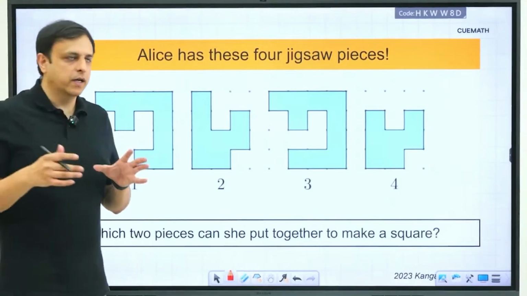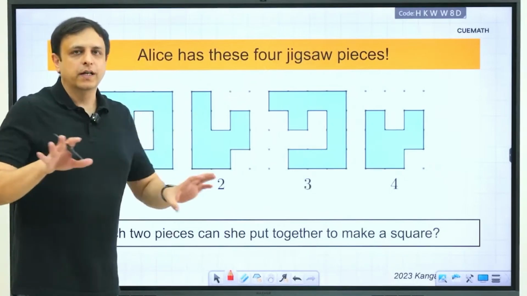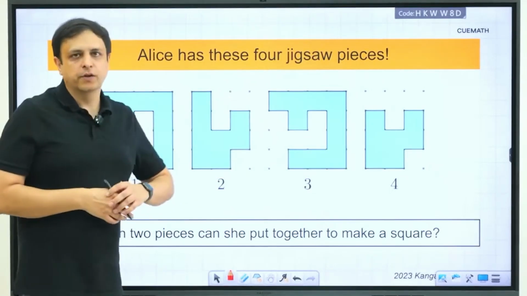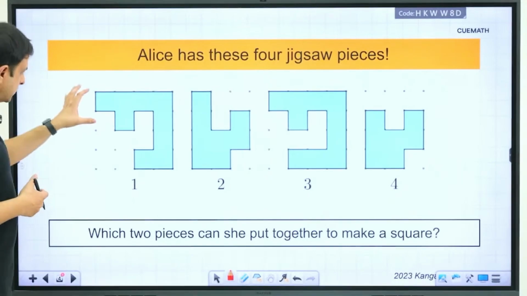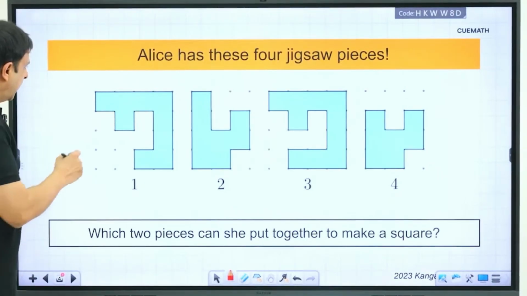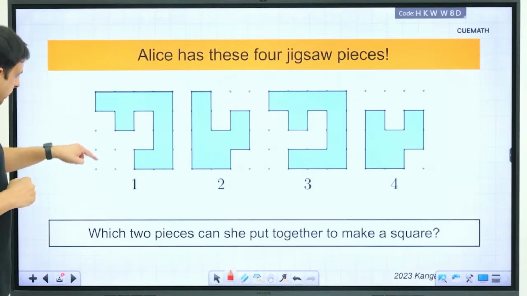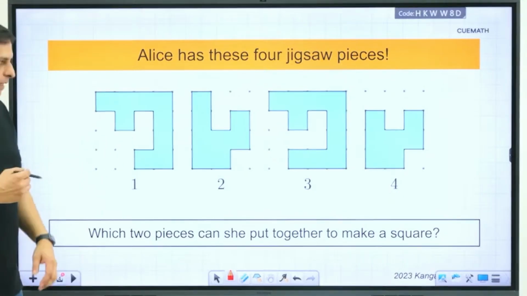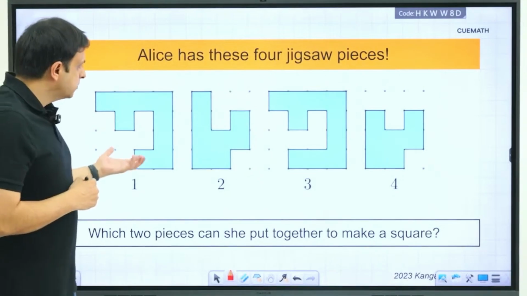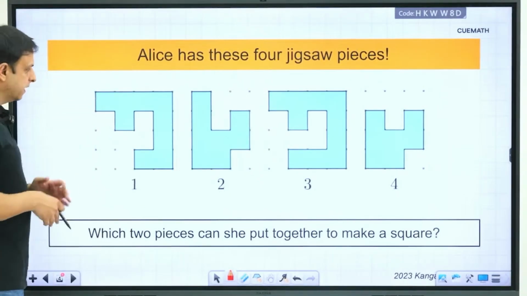So what you have to do here is mentally visualize which 2 pieces you could move in a way that they could be fit together to form a square. So how do you do this mentally? Well, you can start with figure number 1, and you can see that there is an outline of a square, but there are certain parts or regions that are missing, and you can try to see if any other piece could potentially fit into this missing region.